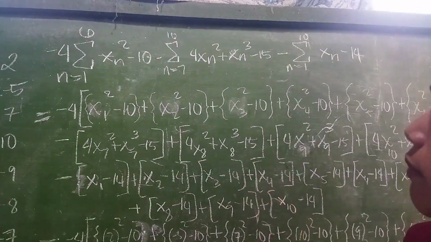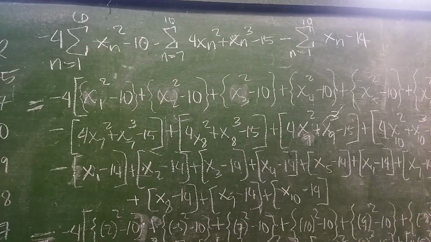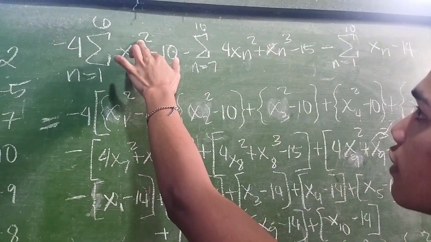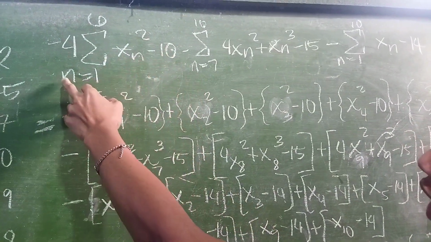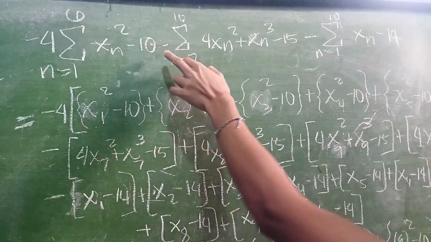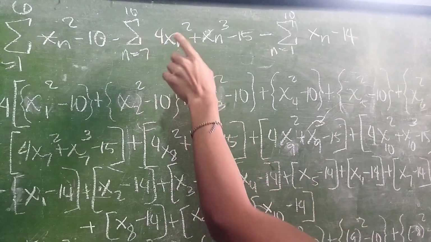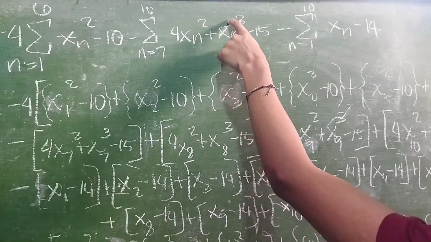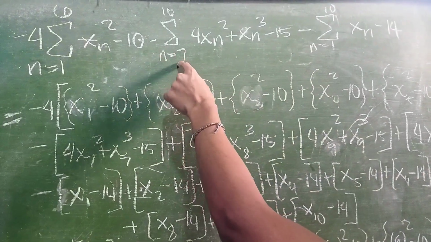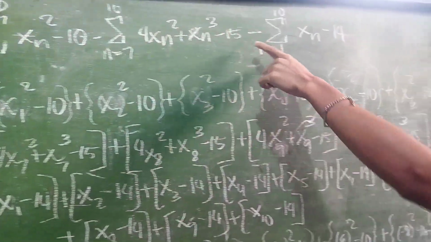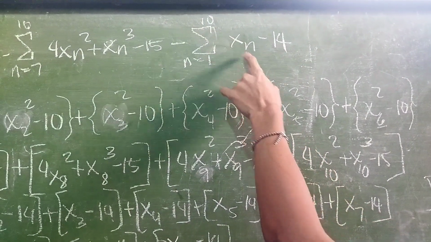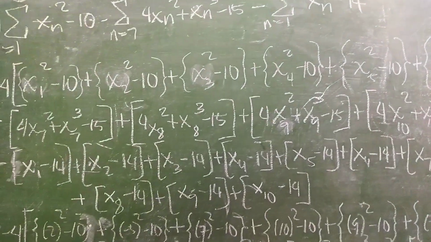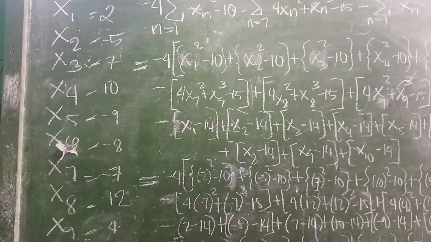So here, our mathematical problem, we will read it just like this. The first: negative 4 multiplied by the summation of x sub n squared minus 10 as n goes from 1 to 6, deducted by the summation of 4x sub n squared plus x sub n cubed minus 15 as n goes from 7 to 10, minus the summation of x sub n minus 14 as n goes from 1 to 10. So now we will just simplify each summation notation.